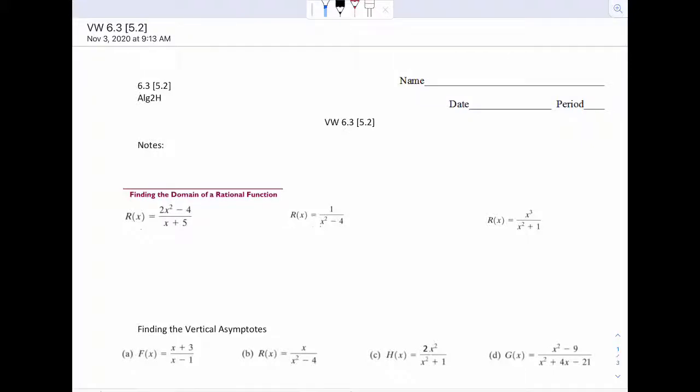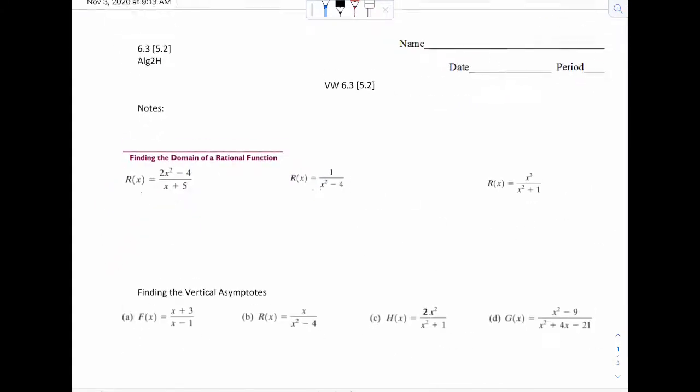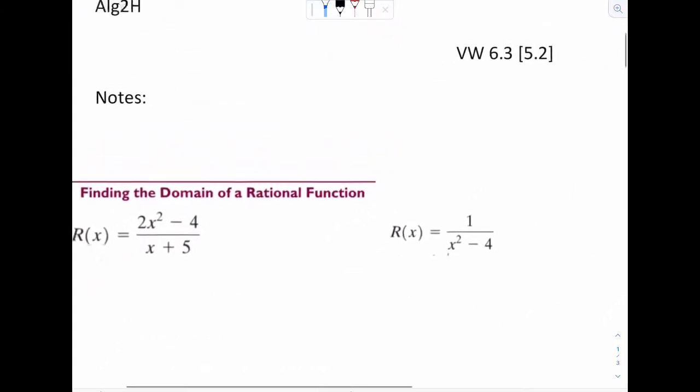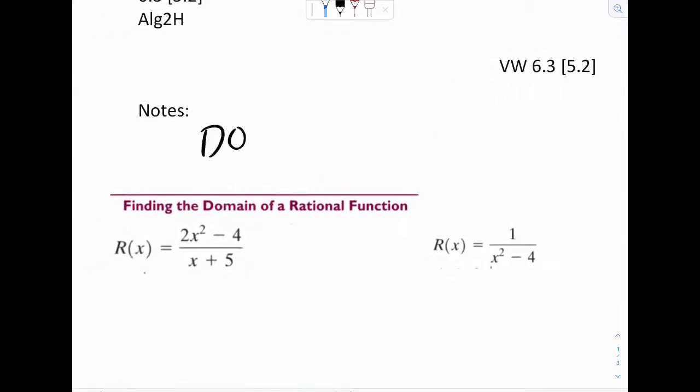Welcome to VW 6.3. Today we're starting our study of rational functions. So first, we're going to find the domain of a rational function. For a domain, your frame of mind is going to be this.